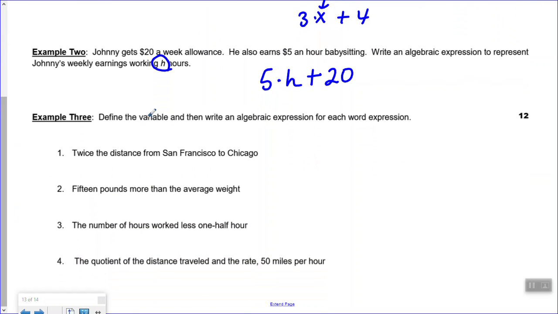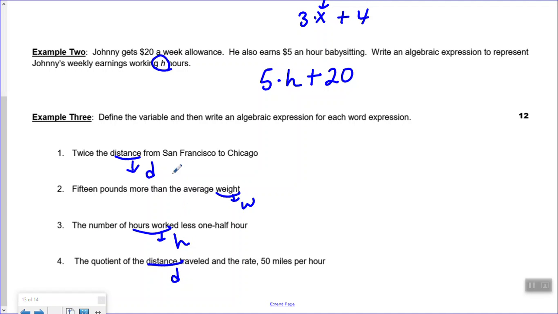Okay, and then define the variable and then write an algebraic expression for each word expression. Again, you can pause the video, try it by yourself, and check your answers. So I'm going to give you the variables first. Twice the distance, I'm going to say distance is d. 15 pounds more than average weight, weight as w. Number of hours worked, you can say it as h. And then the quotient of the distance traveled, d.